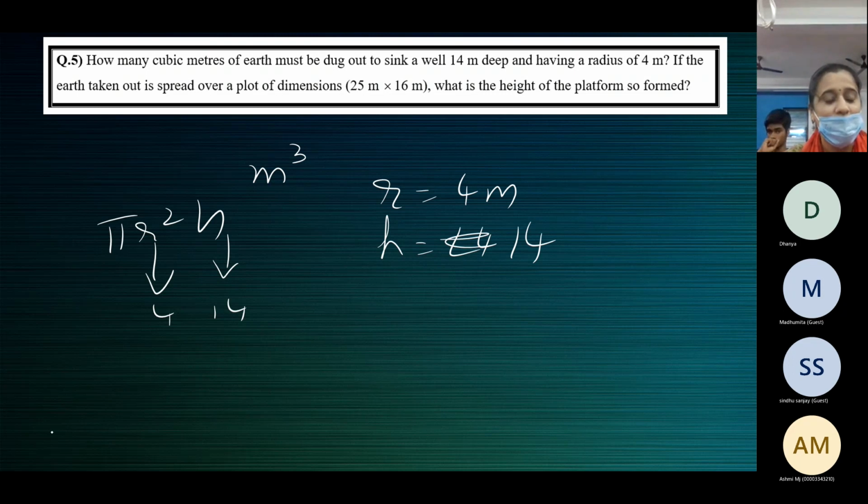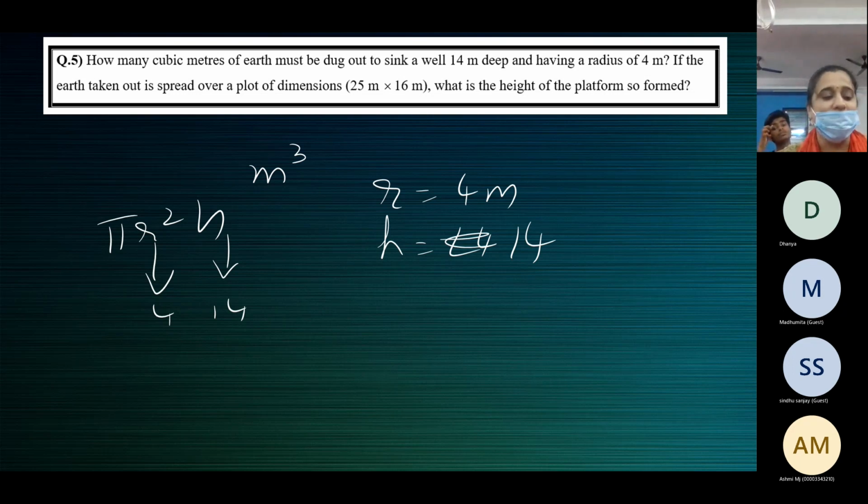What is the height of the platform so formed is the question. A platform is formed of length 25 meters, breadth 16 meters. Why is the length and breadth 25 and 16? Because on the plot only you're dumping the earth. So the length and the breadth of the platform will be 25 and 16. But what is the height? That's what you'll have to find.